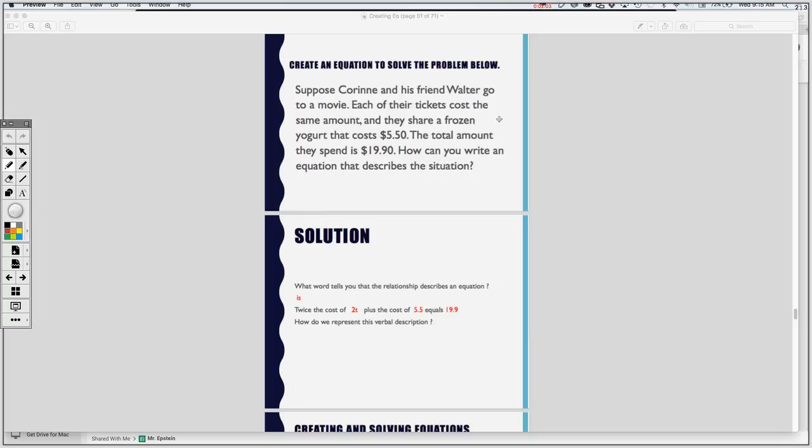Okay, so we already said that this is our first equation here. But before we jump to the equation, there's something in this first one that gives me clues on what to use for variables. What variables did you guys pick? T? Okay, for tickets. How can you write an equation that describes this situation? Each of their tickets cost the same amount. Are they talking about the tickets though, or the people? They share a frozen yogurt that costs $5.50.